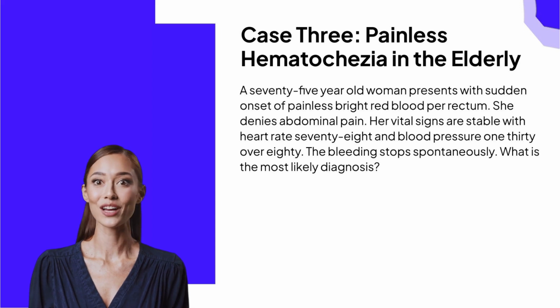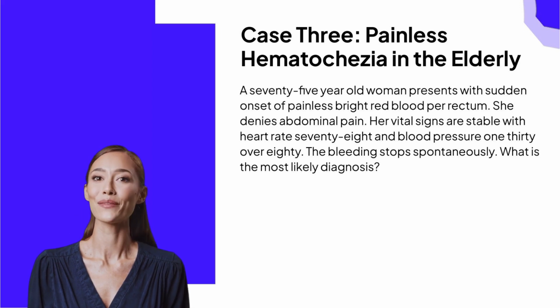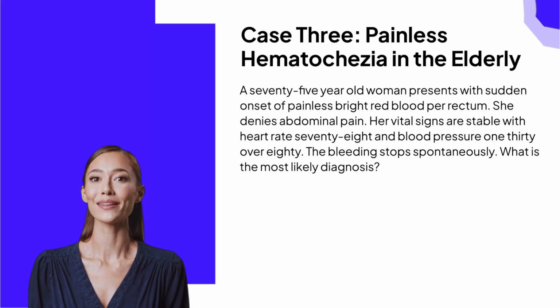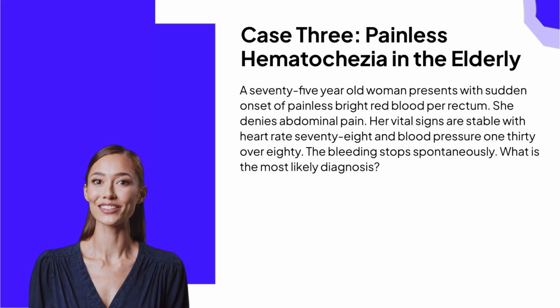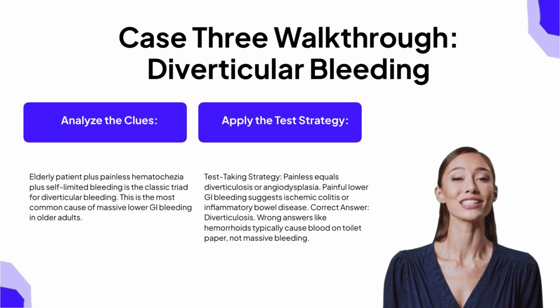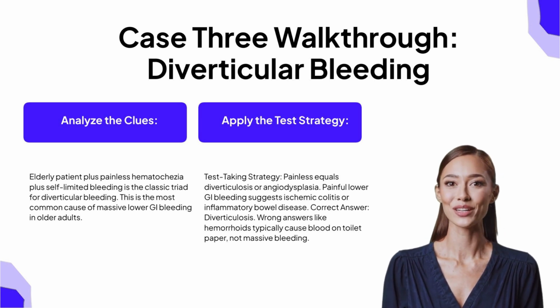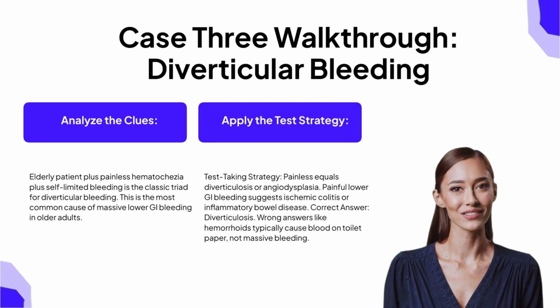Now let's shift to lower gastrointestinal bleeding. A 75-year-old woman presents with sudden onset of painless bright red blood per rectum. She denies abdominal pain and her vital signs are stable. The bleeding stops spontaneously. What is the most likely diagnosis? Consider the key features before we discuss the answer. This case exemplifies a classic test pattern. The combination of elderly patient plus painless hematochezia plus self-limited bleeding is the textbook presentation for diverticular bleeding.